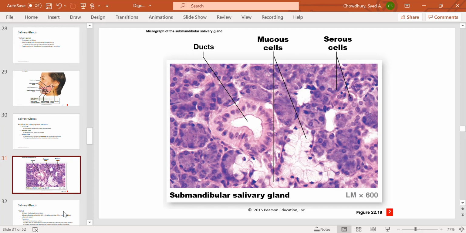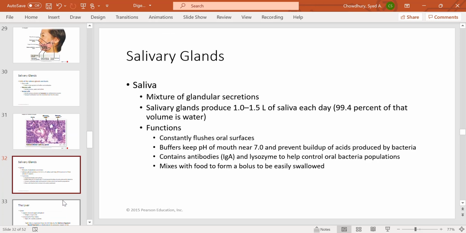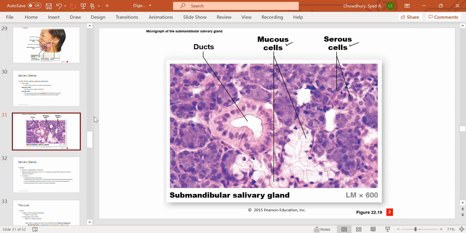Salivary gland has two types of cells. Mucus cells secrete mucus, that sticky, slippery secretion helps to make the food bolus, right? And serous cells secrete watery secretion. It has antibodies and bactericidal chemicals, so it will kill the bacteria as well as keep the mouth clean.